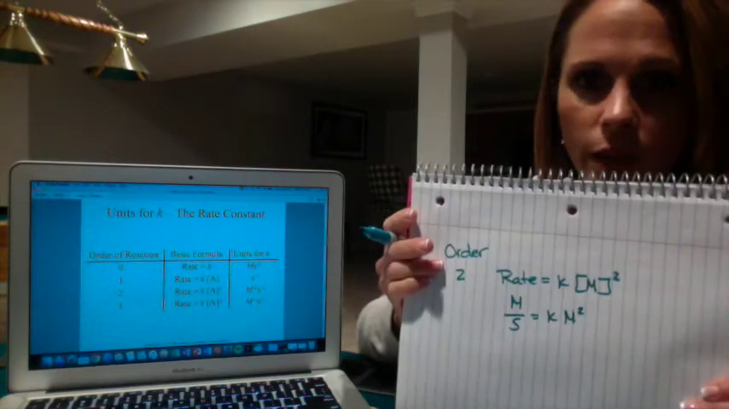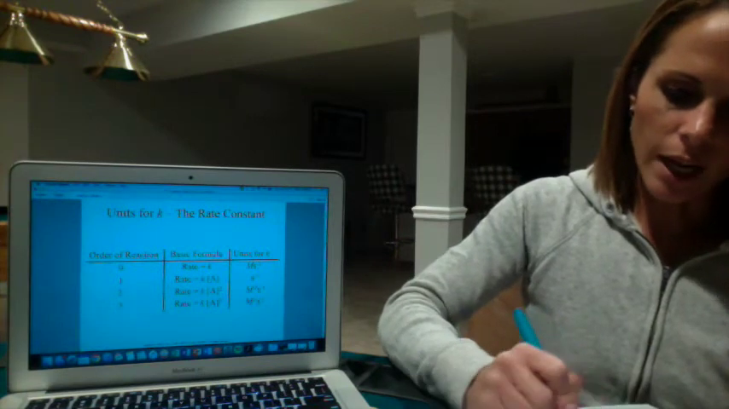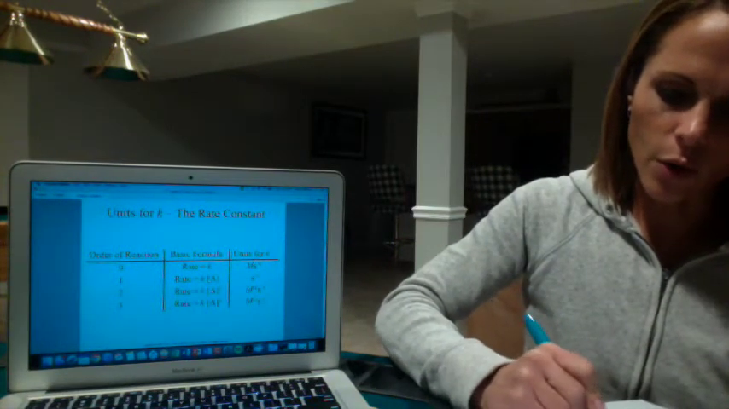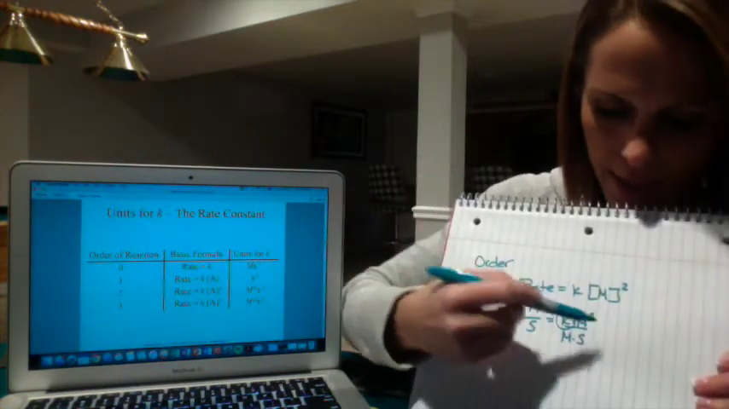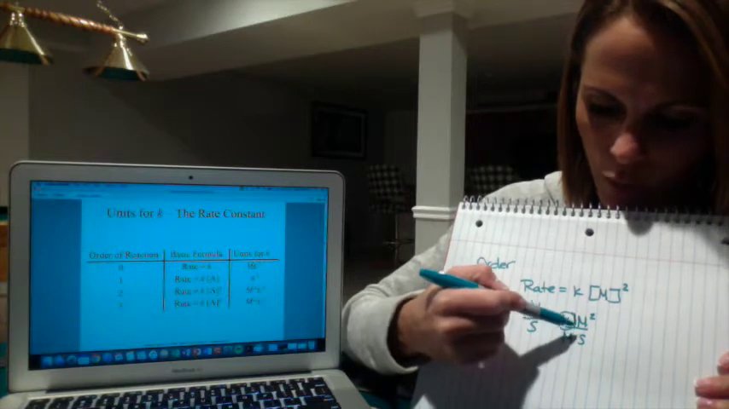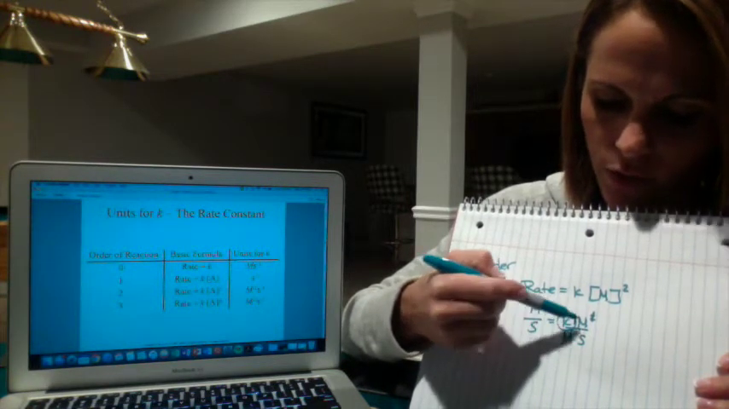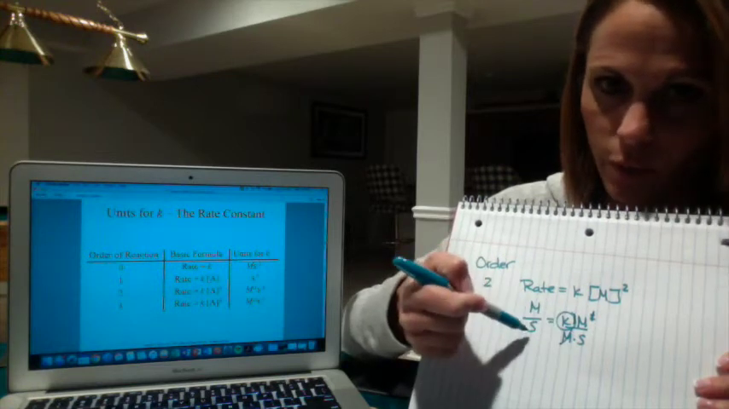So at this point, I need to get my K to look like M over S. And so my K value at this point has to be equal to 1 over M times S. So K has to be equal to 1 over M times S, which then would give me my square and this to cancel. So I'll just have M over S, which is what I'm looking for.